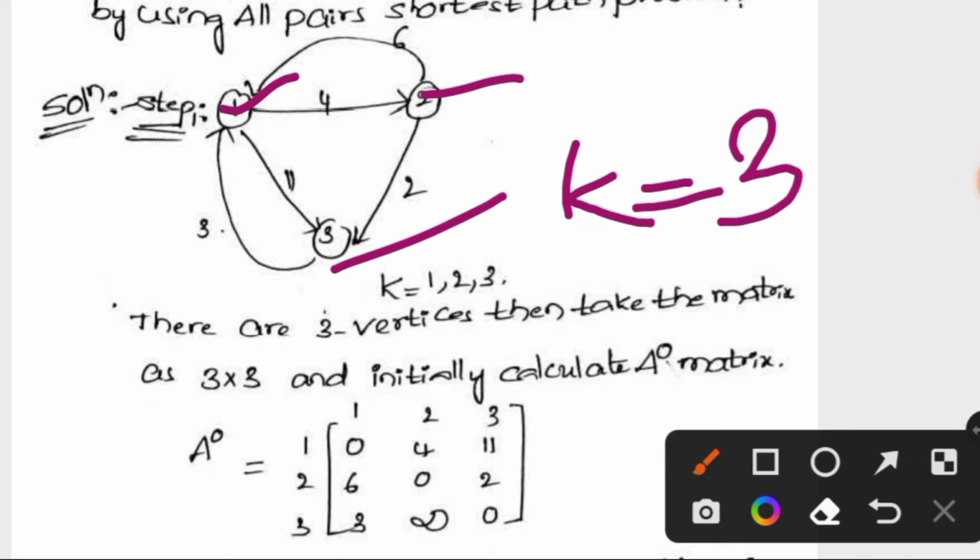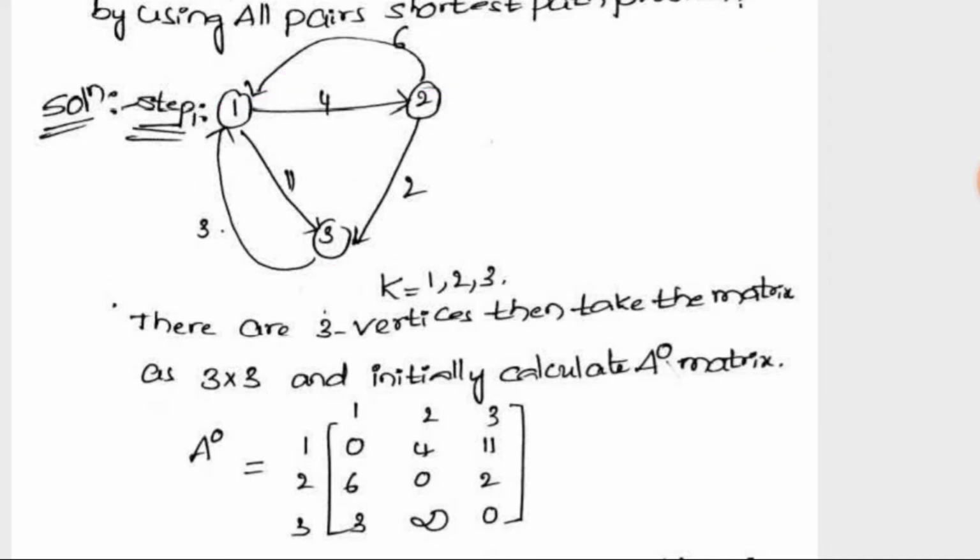So for this, k should go from 1 less than or equal to k less than or equal to 3. So here we take k equal to 1, k equal to 2, k equal to 3. For example, if the graph has 4 vertices, then the k value goes from 1 to 4, which means we calculate A power 1, A power 2, A power 3 and A power 4. But in this question we have only 3 vertices, so we calculate A power 1, A power 2, A power 3. Then we can find the shortest one. So the first step is completed.